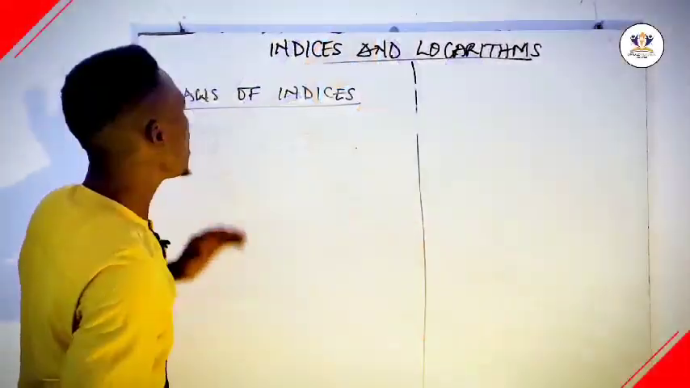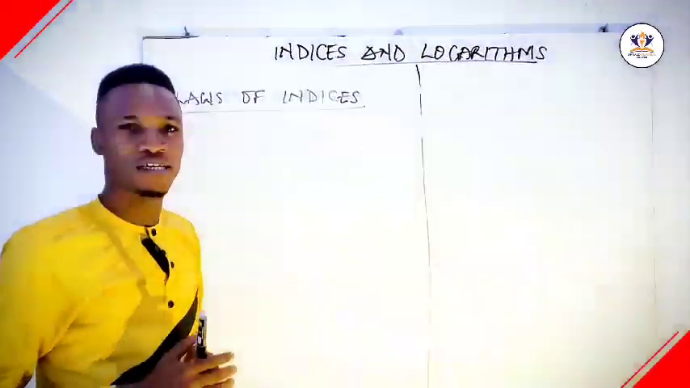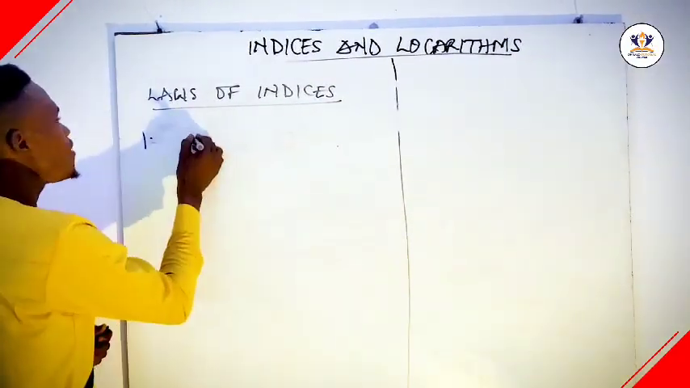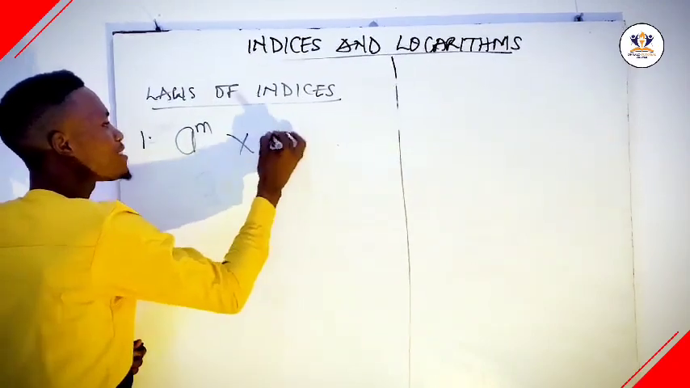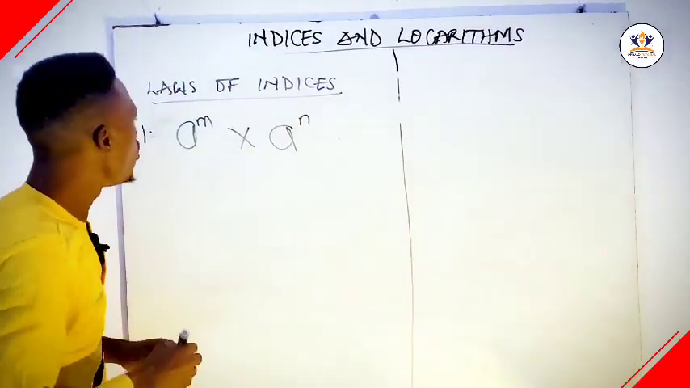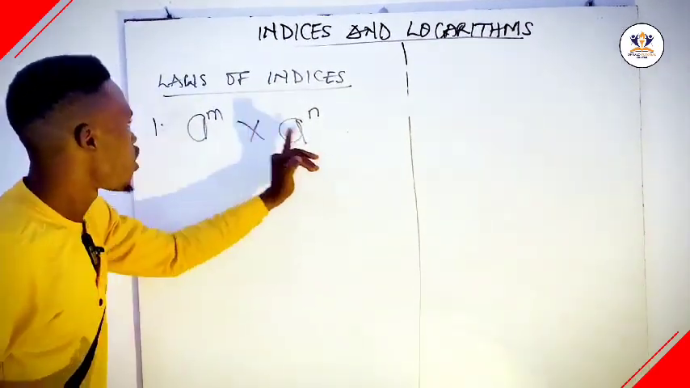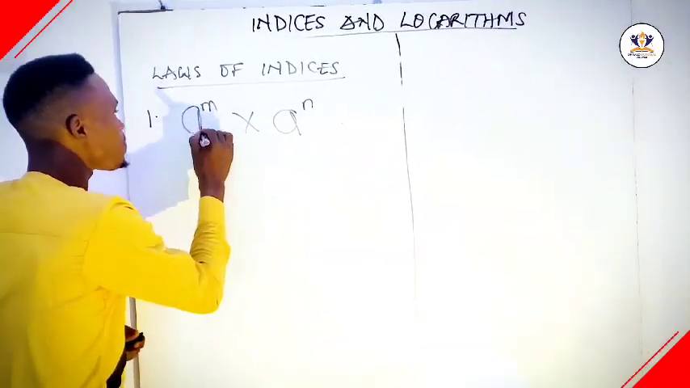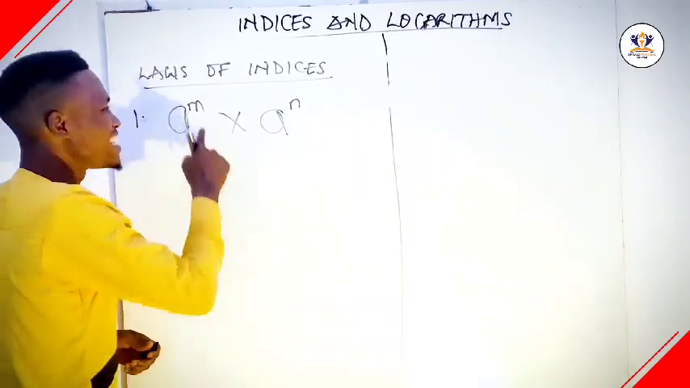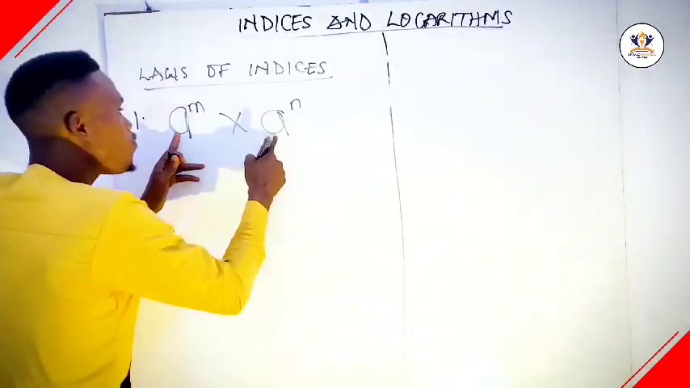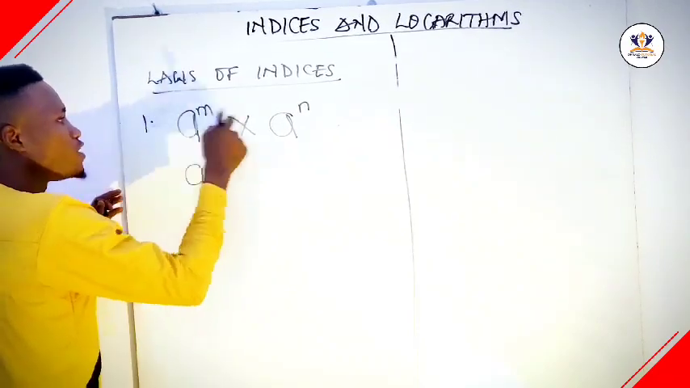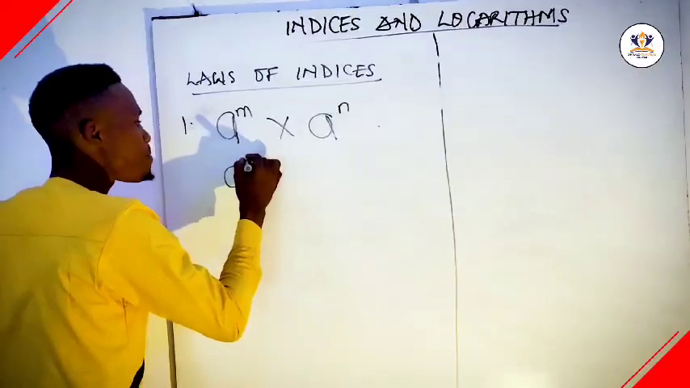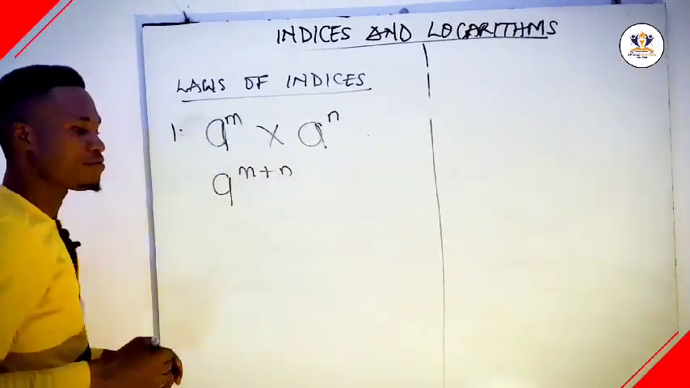All right. Now, when we talk about laws of indices, we have law 1. If we have a raised to power n times a raised to power n. Now, look at all these numbers. We have a and we have a here. Whenever you multiply a and a together, and they have different powers, you take one of the two a's, like the base, and then you add the powers. That is n plus n.